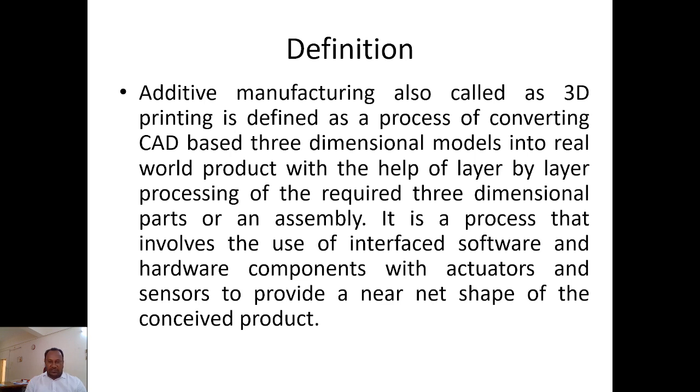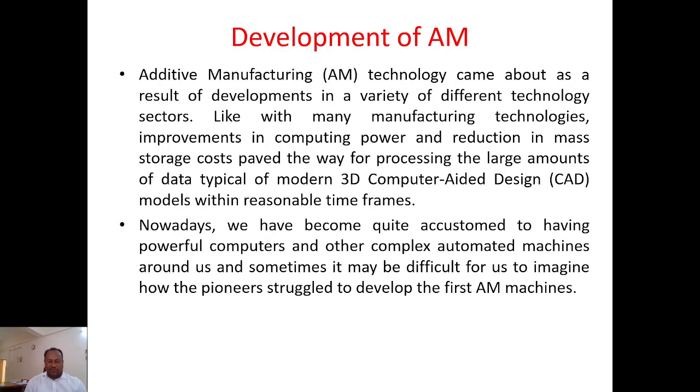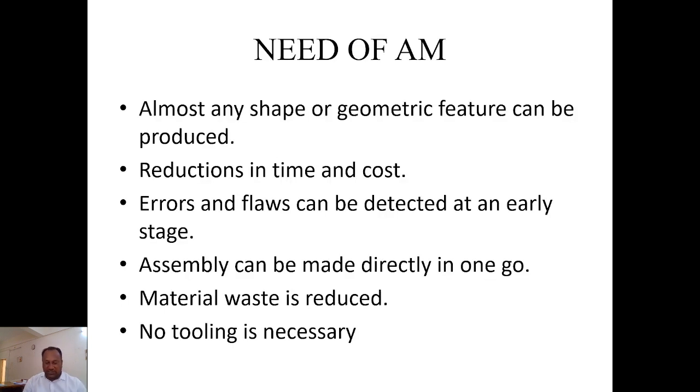So additive manufacturing uses a three-dimensional CAD model to produce a real-world product, where we interface software and hardware, with actuators and sensors, to give shape to the product. So before making, there is a development. With a variety of technologies, we can reduce storage cost, and we can customize the additive manufacturing machines. Later we can make the process.